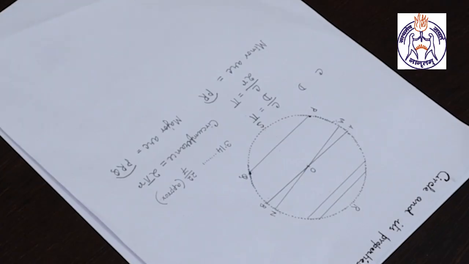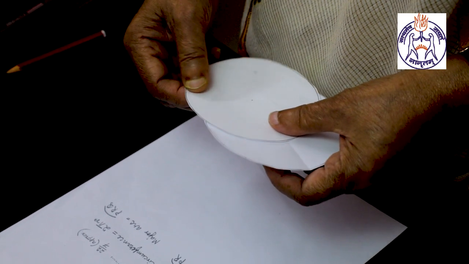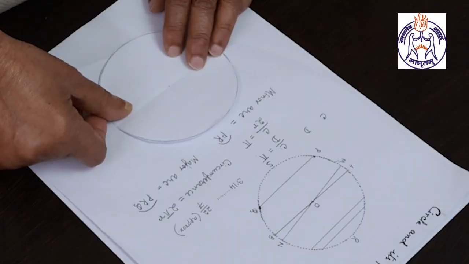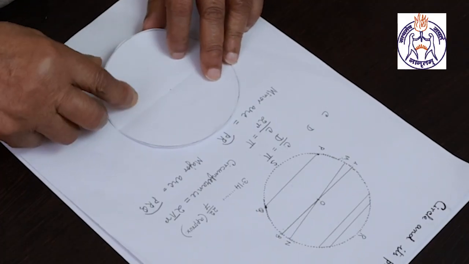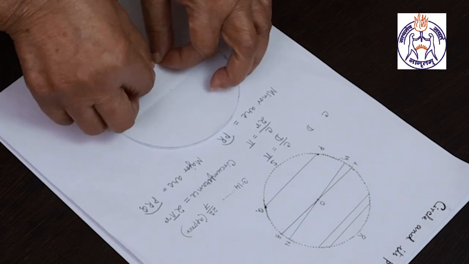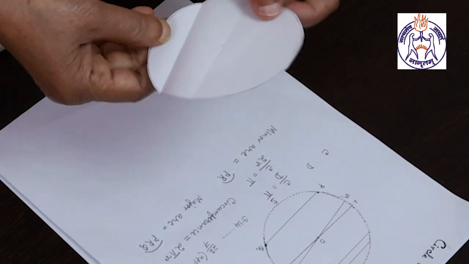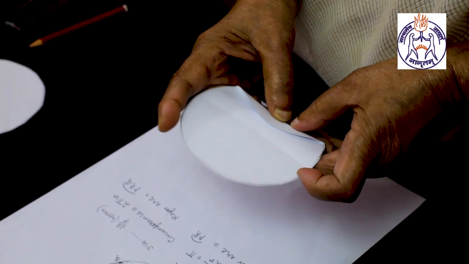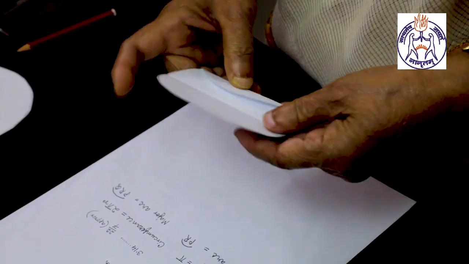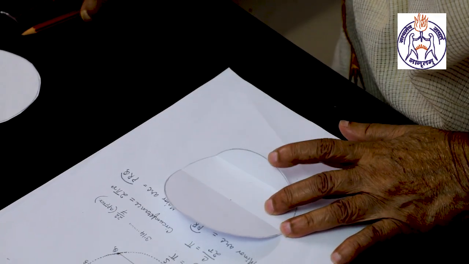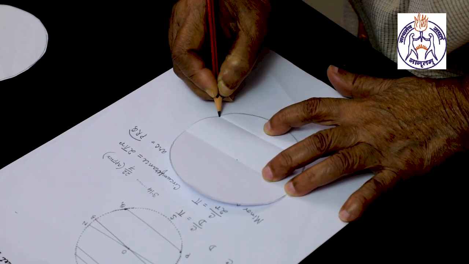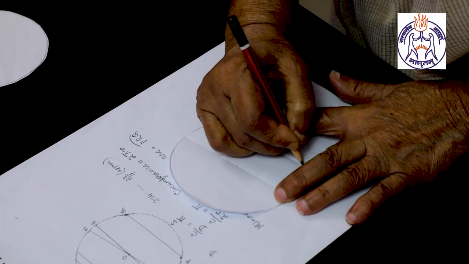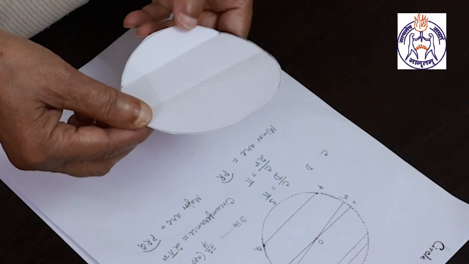Before ending this session, we shall describe the segments and sectors of a circle with paper cutouts of a circle. What is a segment in a circle? If we fold one end of the circle to get a chord, this is a chord. Diameter is also a chord, but now we are considering this chord. This is a chord because it is joining two endpoints on the circle, one here and another here.